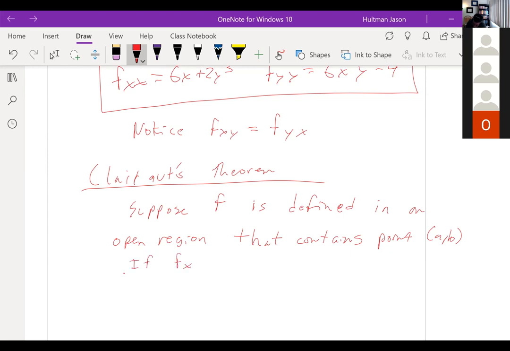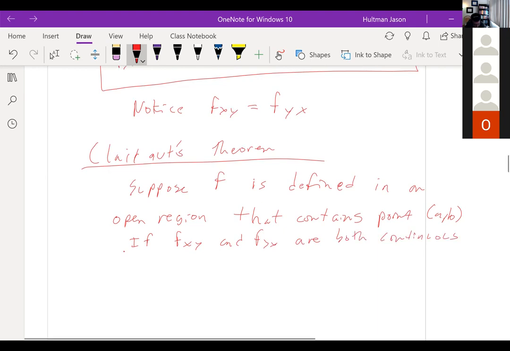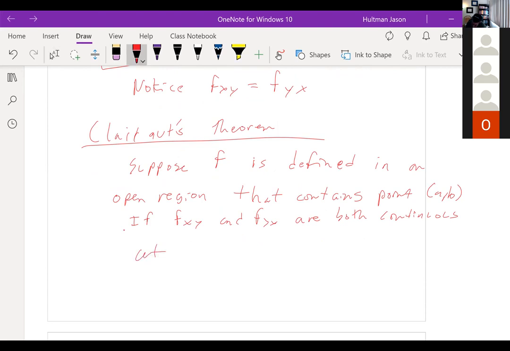If f sub xy and f sub yx are both continuous at (a, b), then f sub xy equals f sub yx. I should say at the point: f sub xy of (a, b) equals f sub yx of (a, b). Okay.